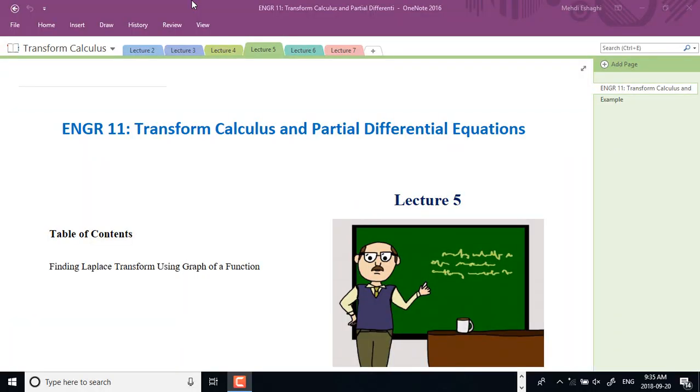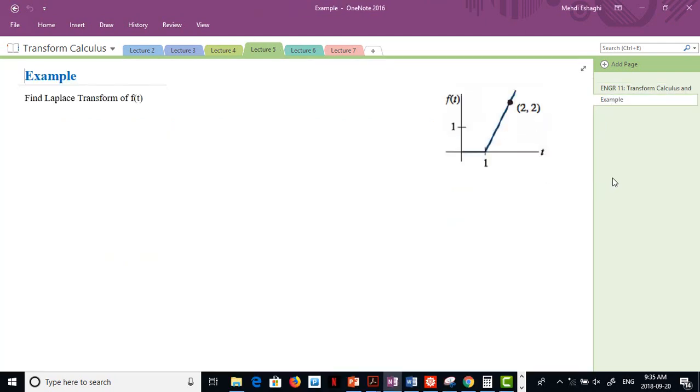Hello guys, so we want to start lecture 5. In this lecture, we want to talk about finding Laplace transform using graph of a function. So in this lecture, I just solve one example. The example that you want to solve is find the Laplace transform of this function f(t).